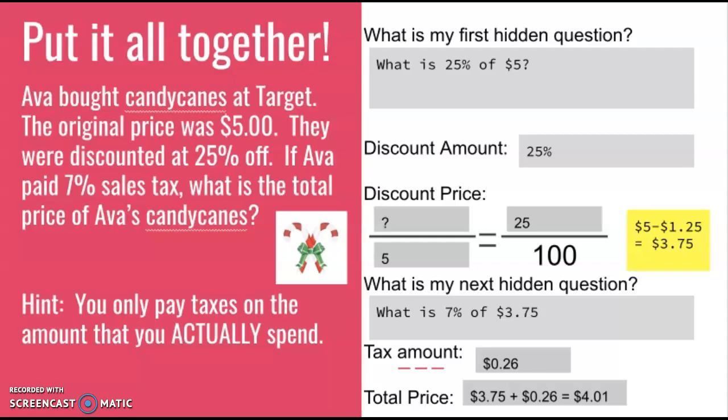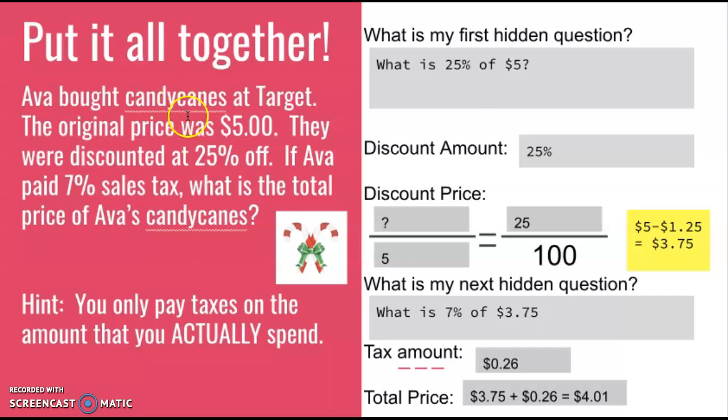So let's put this all together. Ava bought candy canes at Target. The original price was $5. They were discounted at 25% off. Then, that's her new subtotal. Then Ava paid 7% in sales tax. So what's the new price?